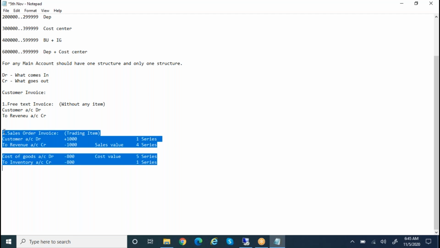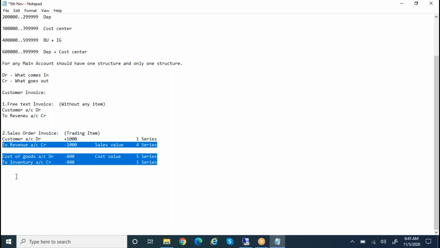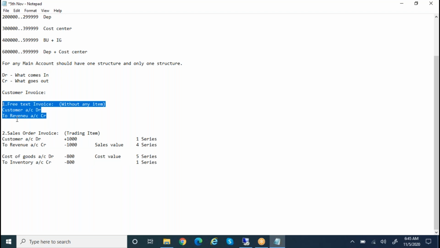So these are the postings. Understood? Any doubt here? So let me show the sales order invoice. Of course, with the sales order invoice, 80%, 90% of the function is related to trade and logistics. It is related to T&L, but you should know about this also. Free text invoice we have already seen. I have explained and posted some transactions. I think you are practicing. Now let me show you how to post a sales order invoice.